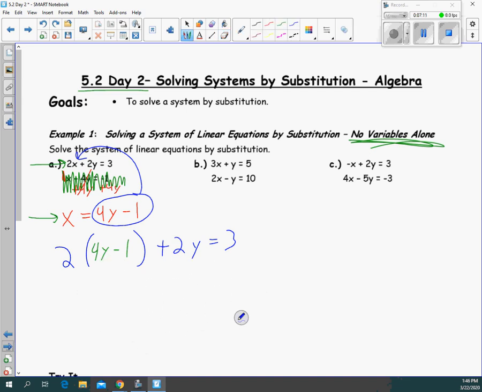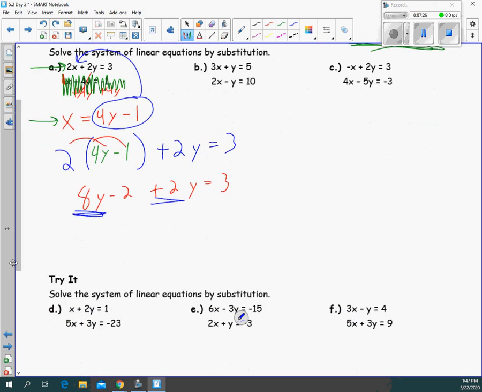Okay? So we're going to loop this out here, distribute it out. 8y minus 2 plus 2y equals 3. Logan Ends, can you combine your like terms? Yeah, you can, because you're smart. All right? That gives me 10y minus 2 equals 3. So when I add 2, I'm going to get 10y equals 5. Don't say the answer is 2, because it's not. It's divided by 10. It's going to be 1/2.